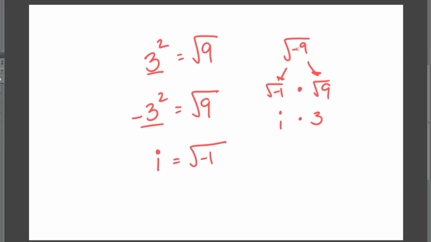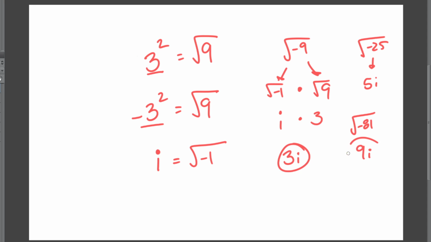So the square root of -9 gives me 3i. Cool? So i allows us to find the square root of negative numbers, something that we weren't able to do before. The square root of negative 9 is 3i. The square root of negative 25 would be 5i. And just for funsies, the square root of negative 81 would be 9 times i.